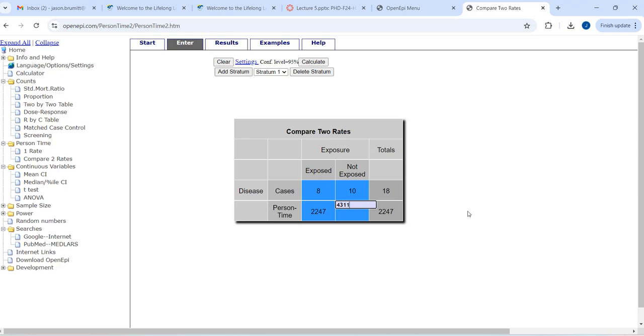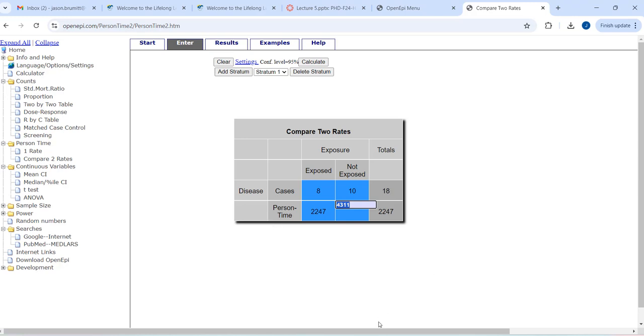Now, how did I know which column to put things in? First off, I'd have to define what my exposed group is. That's my at-risk group, the group I think that's going to be at a greater risk of disease or injury. The non-exposed group is the other group. The cases being the number of people, and then the person time from there. So cases being the numbers of disease, the overall person time.